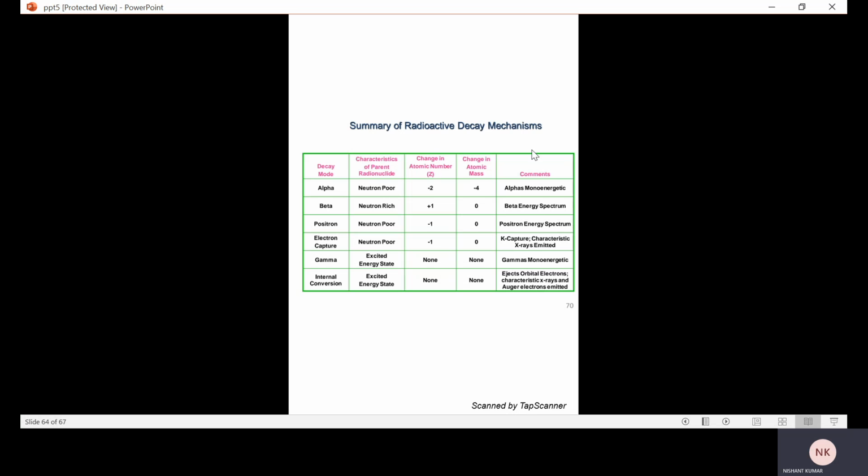This is a one-page summary of radioactive decay. Please summarize this.